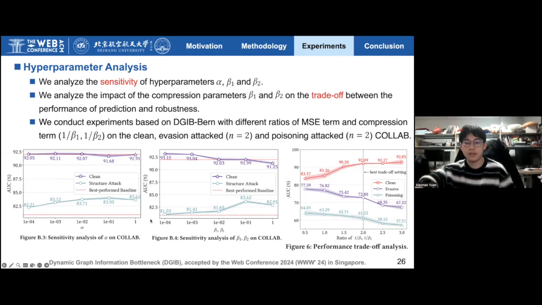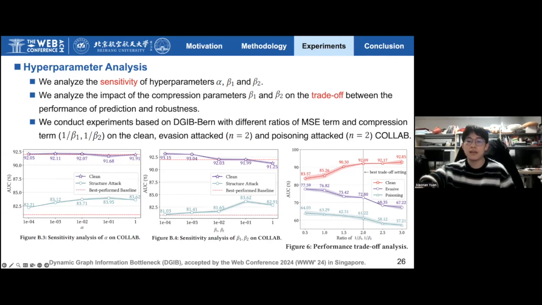And we follow the tradition of configuring the values of the three hyperparameters with the best trade-off setting against the adversarial attack. We then analyze the impact of the compression parameters beta 1 and beta 2 on the trade-off between the performance of prediction and robustness. We conduct experiments based on the DGIB with different ratios of the MSE term and compression term on the clean, evasion-attacked, and poisoning-attacked COLLAB respectively.